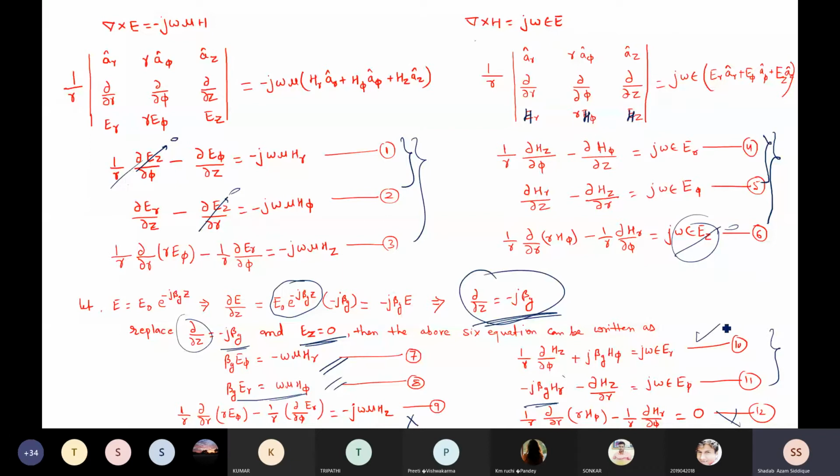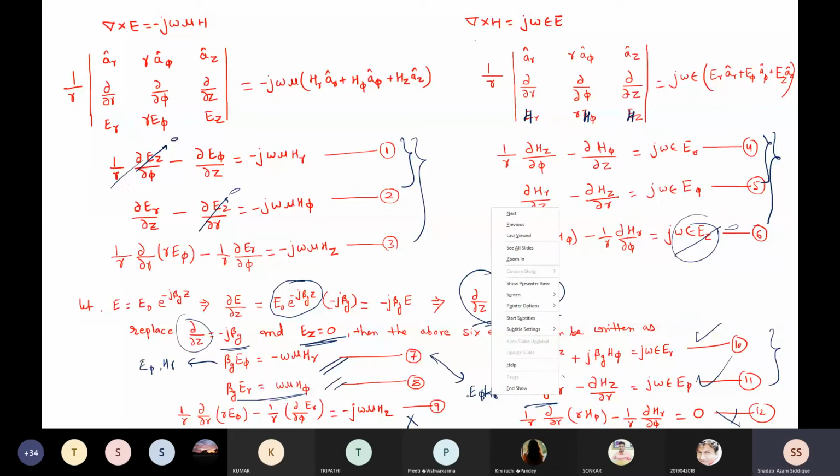We don't need this one, we need this one and this one. Now you can see this equation is a function of Eφ and Hr, and this other equation is also a function of Eφ and Hr. So by using the substitution method, we will be able to find Eφ as well as Hr in terms of Hz.